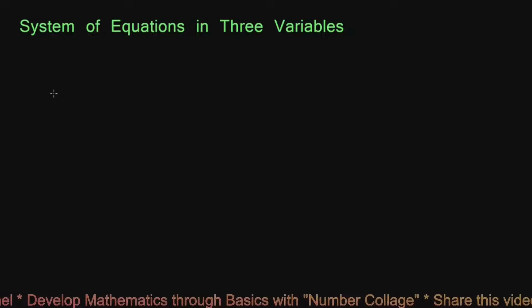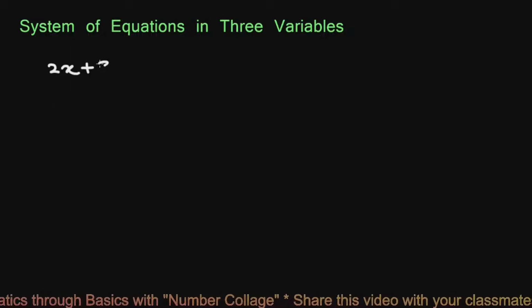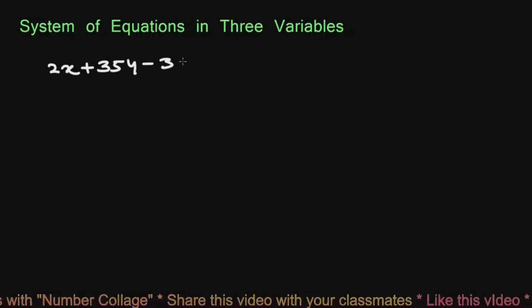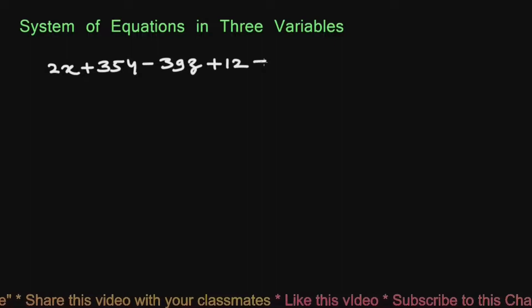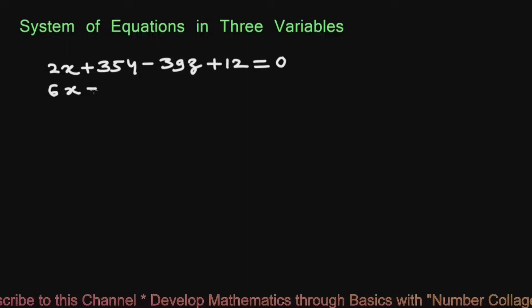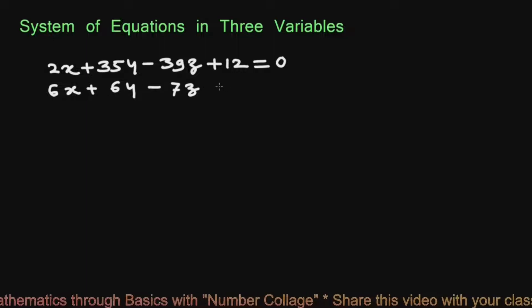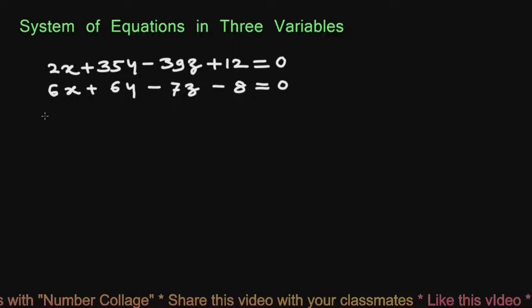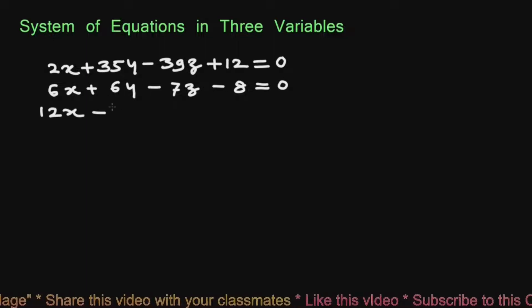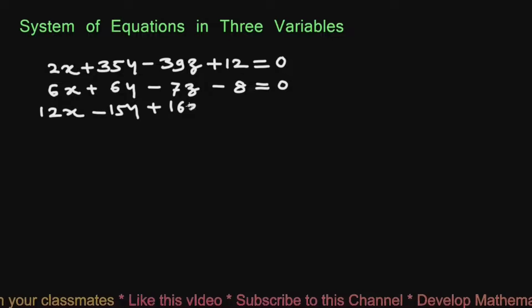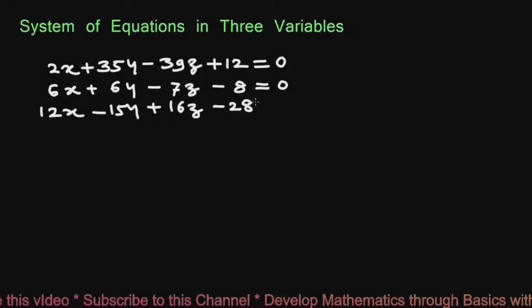Consider these three equations: 2x plus 35y minus 39z plus 12 equals 0, 6x plus 6y minus 7z minus 8 equals 0, and 12x minus 15y plus 16z minus 28 equals 0.